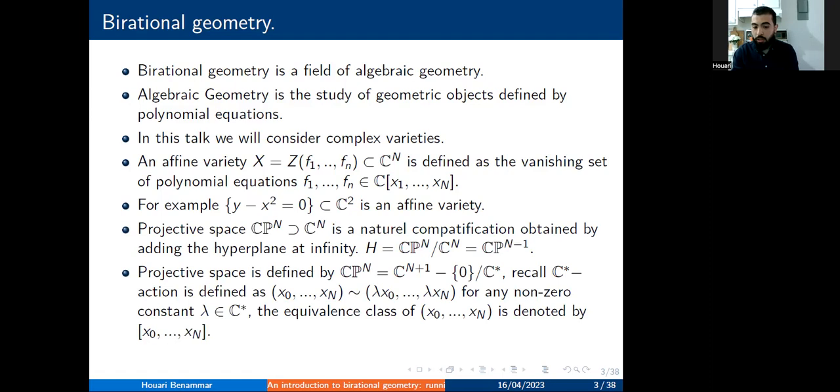So the projective space CPn is a natural compactification obtained by adding the hyperplane at infinity. So we know that the projective space is defined by the C star action. So we take Cn+1 minus 0, and the C star action is defined as follows: the point (x0, ..., xn) is equivalent to (lambda x0, ..., lambda xn) for any non-zero constant lambda in C star.